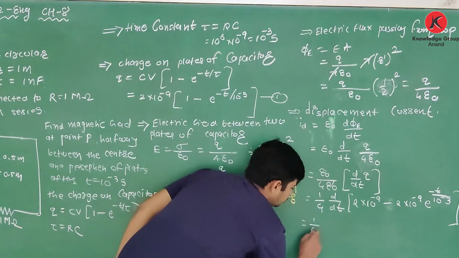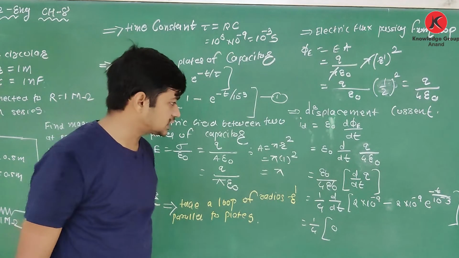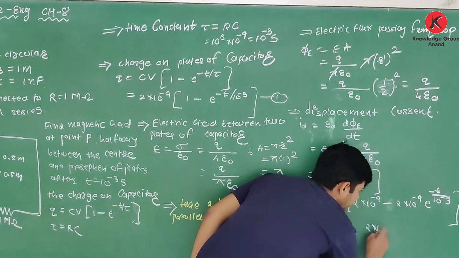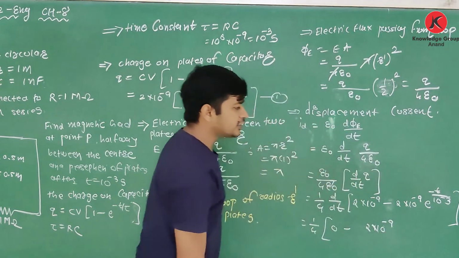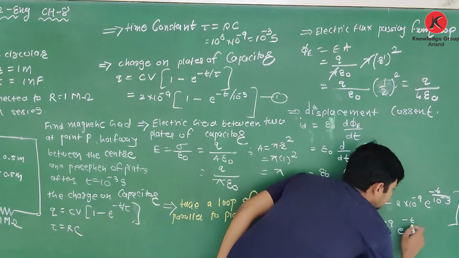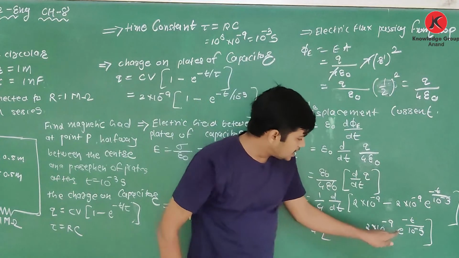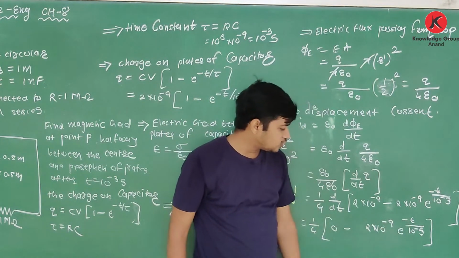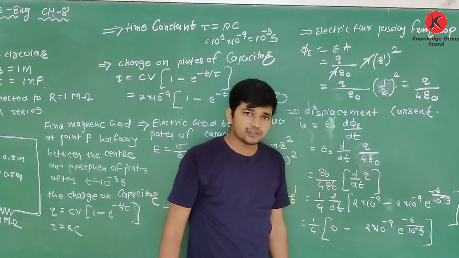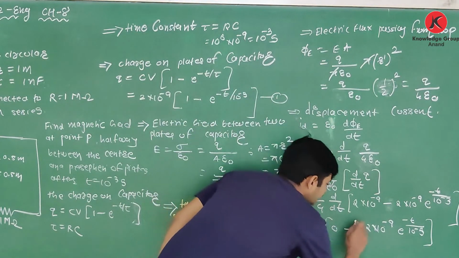See, it is 1 upon 4. This whole term is constant, so its differentiation is 0. Then here it is minus 2 into 10 raised to minus 9. The differentiation of e is the same, so it is e raised to minus t divided by 10 raised to minus 3. But this minus t divided by 10 raised to minus 3, you have to differentiate again with respect to t. So you will get minus 1 upon 10 raised to minus 3, so that you have to multiply.